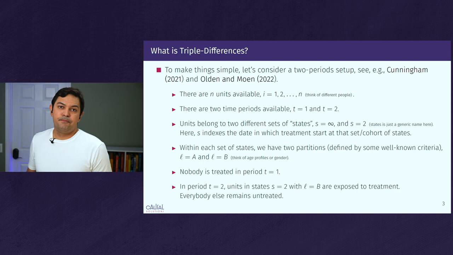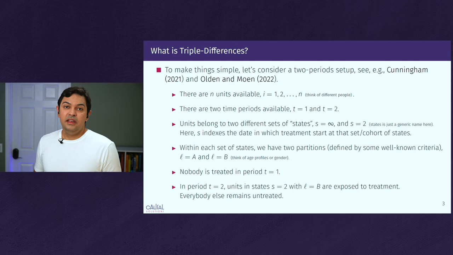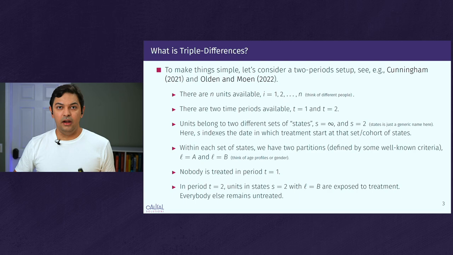So think about age profiles. L equals A is going to be somehow younger folks or male. L equals B is going to be, I don't know, people between 20 and 40 years old, female. But any type of partition of the data that we are able to do within each set of states, this is going to play the role of the partition L. And why am I doing this?